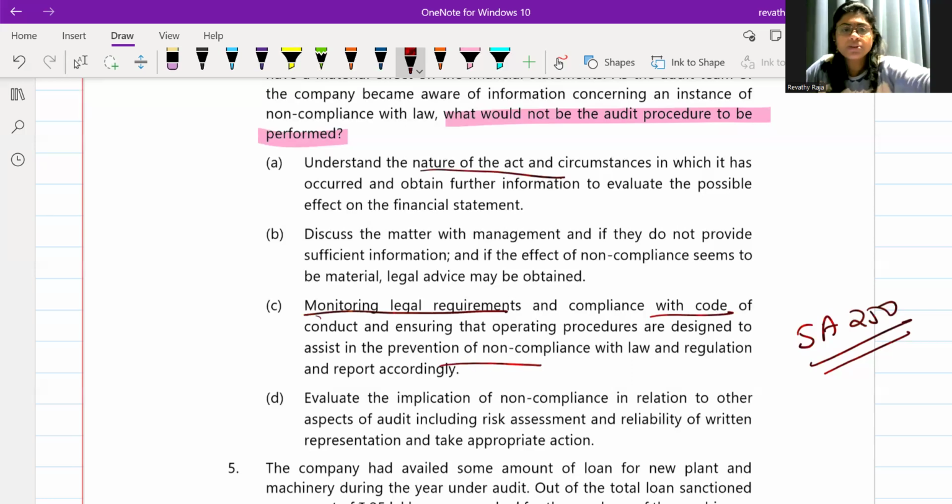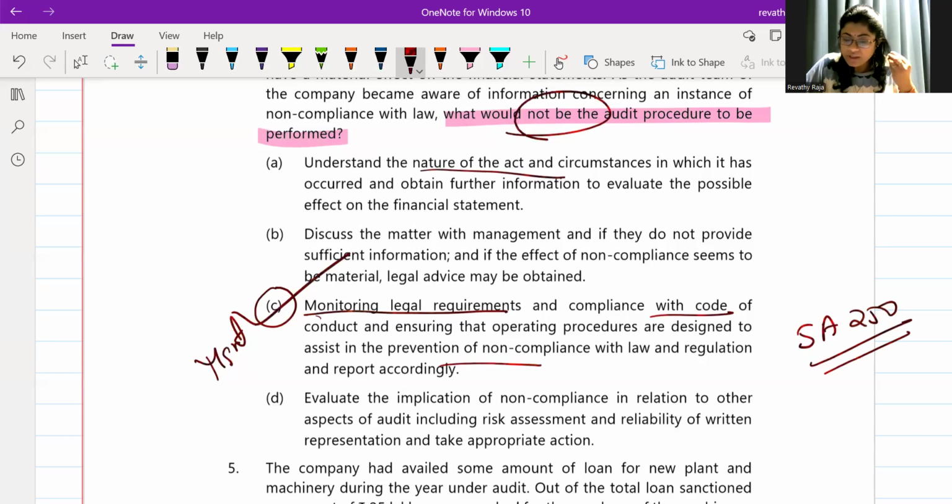Is it the responsibility of the auditor or management? This particular point, it is the responsibility of management. So this is the wrong one. They wanted the wrong one, no, which is not. The answer should be C. Manish Rai, you said D.